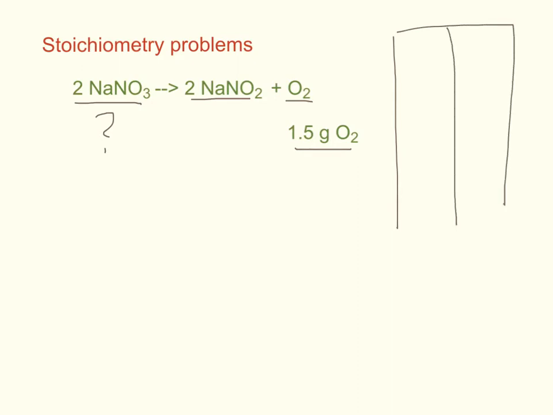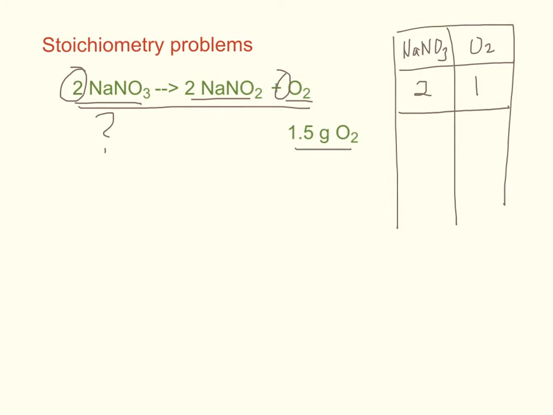First of all, what are we looking at? Well, we're looking at sodium nitrate and oxygen. You look at the balanced chemical reaction for the mole ratios. What are the relationship between the coefficients in front of the 2 things that you're investigating? So it's a 2-to-1 relationship between the sodium nitrate and the oxygen.